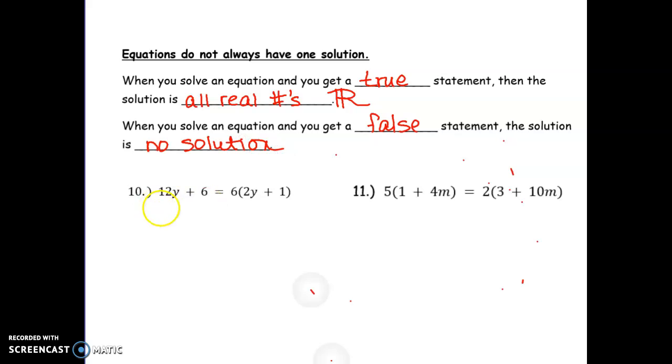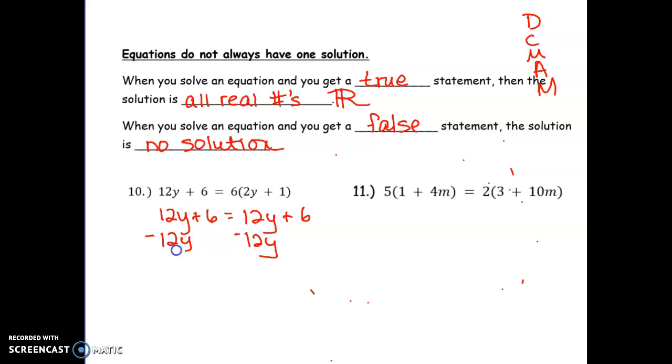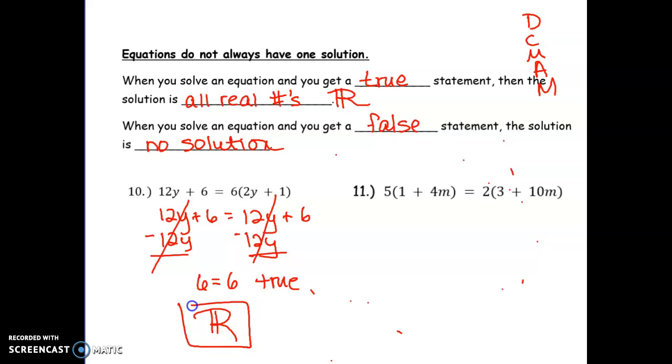So in number 10, if I distributed, again, I follow DC MAM. Okay, so first I distribute. I've got 12y plus 6 is equal to 12y plus 6. Okay, I can't combine any like terms on either side of the equation, but I can move the variable to the other side. And watch what happens. When I subtract 12y from both sides, it cancels out on both sides, and I'm left with 6 equals 6. Well, that is a true statement. Because it is a true statement, my solution would be all real numbers.